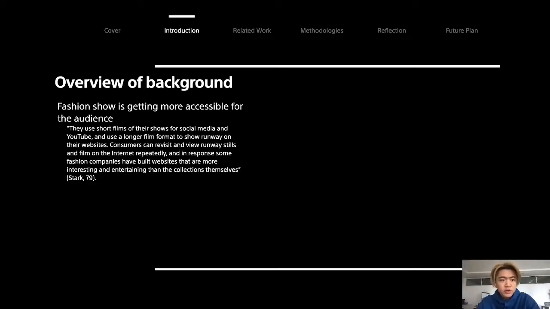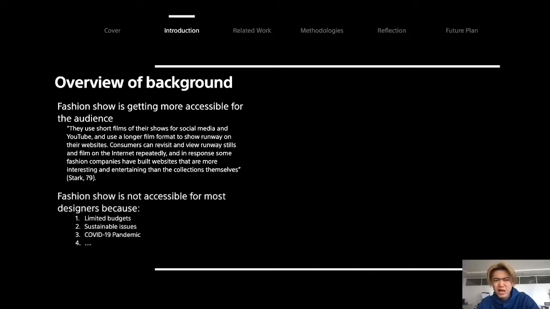However, the fashion designer is not that close to a fashion show right now. There are many obstacles making it hard for designers to give a show. For example, they have a limited budget, which means they are usually afraid to spend much money on giving a show. Also, fashion shows are unsustainable and cause a lot of waste. And COVID-19 makes the situation even harder because of the pandemic controls. So there are many reasons making fashion shows not as accessible for fashion designers as they are to the audience.